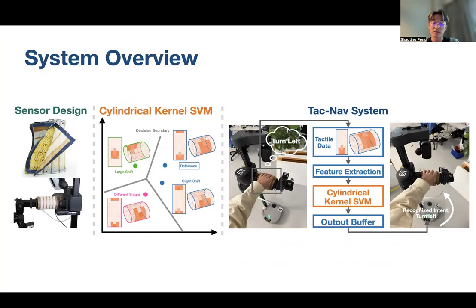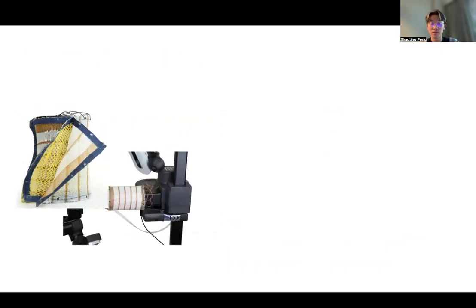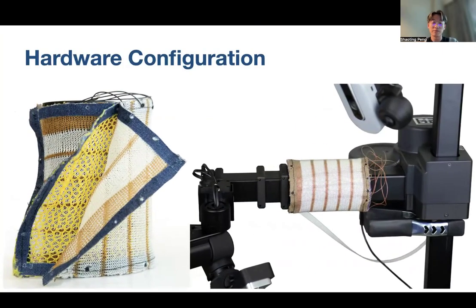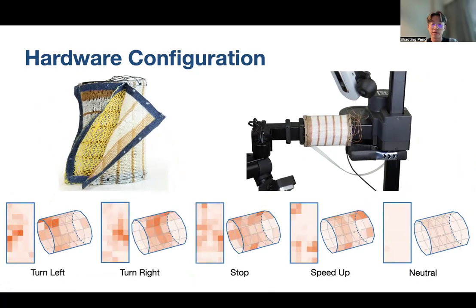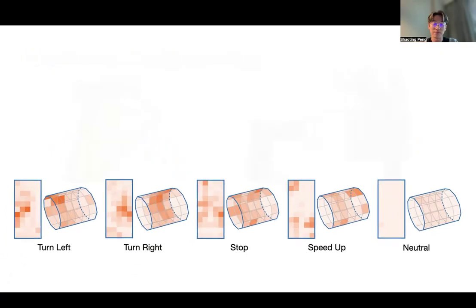This is an overview of our system. It consists of the hardware design and some algorithmic contributions, put together into a system. On the hardware part, we utilize a three-layer tactile sensor design proposed by Professor Wenzhen Yuan's group. And this sensor is fixed on a cylindrical holder and then mounted on the arm of the Stretch robot. And here we provide an example of the mean tactile pattern from one user.